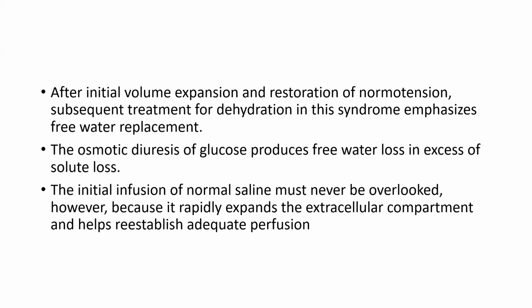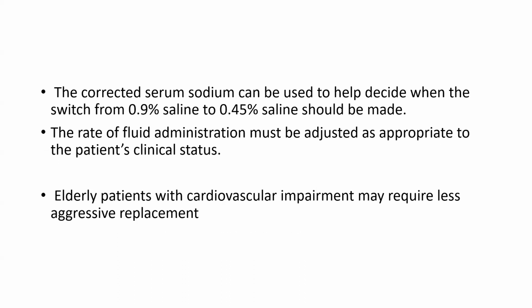After initial volume expansion and restoration of normotension, subsequent treatment for dehydration in this syndrome emphasizes free water replacement. The osmotic diuresis of the glucose produces free water loss in excess of solutes. The initial infusion of normal saline must never be overlooked, however, because it rapidly expands the extracellular compartment and helps reestablish adequate perfusion. The corrected serum sodium can be used to help decide whether to switch from 0.9% saline to 0.45% saline. The rate of fluid administration must be adjusted as appropriate to the patient's clinical status. Elderly patients with cardiovascular impairment may require less aggressive replacement.